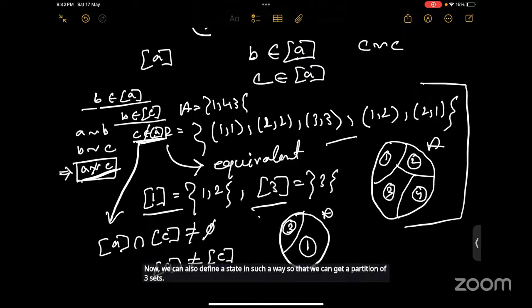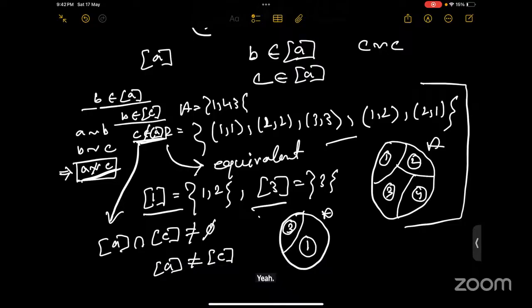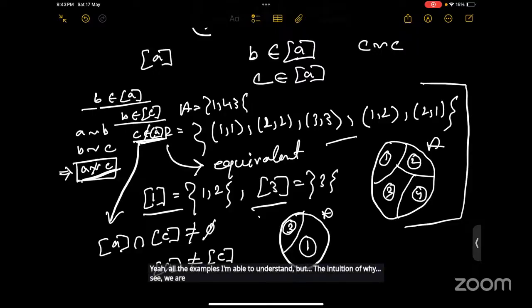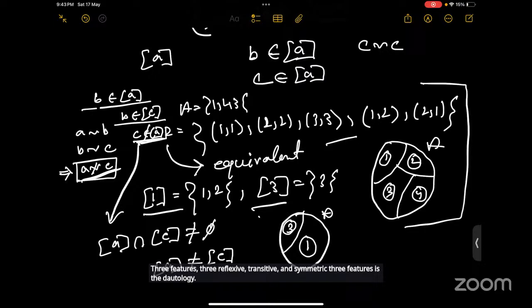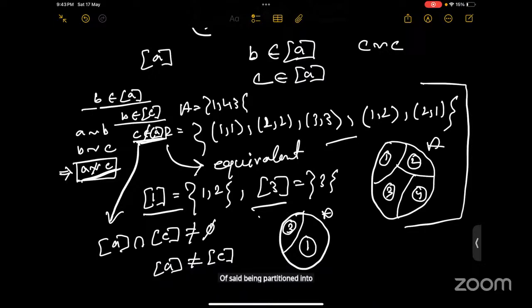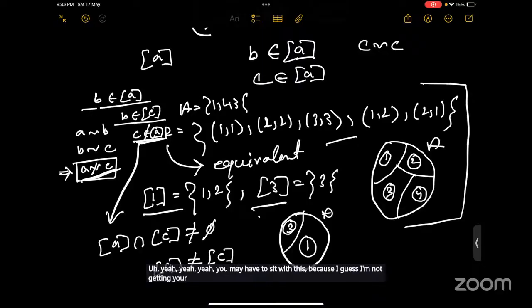Okay. Yeah, all your examples I'm able to understand, but that intuition of why, see, we are saying a tautology, right? These 3 features, reflexive, transitive, and symmetric, are a tautology of the set being partitioned properly. That tautology I'm not able to understand intuitively. Maybe I'll learn after some time. Yeah, you may have to sit with this, because I'm not getting your exact doubt.